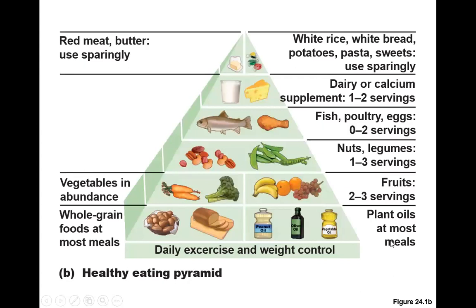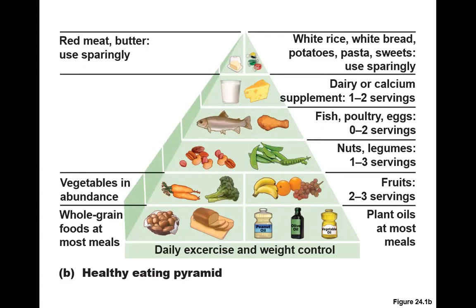So this is the Department of Agriculture's food pyramid, supposed to help us understand what we're supposed to eat a lot of and what we're not supposed to eat a lot of. We start out with the oils and the whole grain foods at the bottom, and we end up with the rice and white bread and potatoes and pasta at the top. Where does meat fall in? We've got chicken and fish. The red meat's up at the top too.